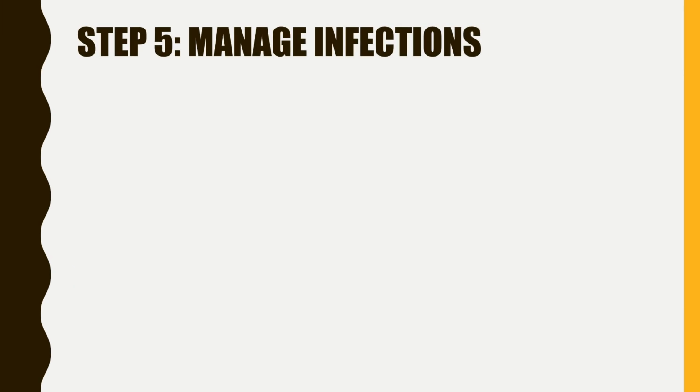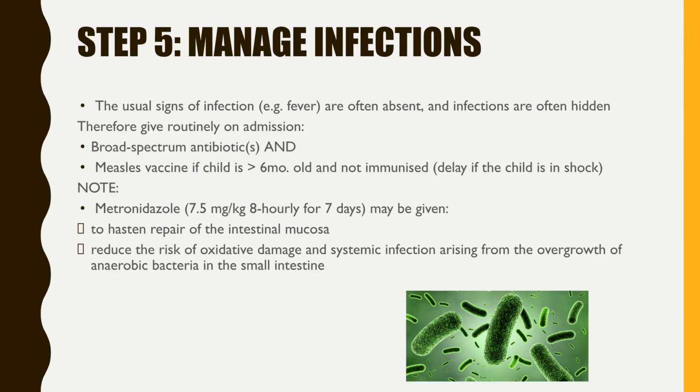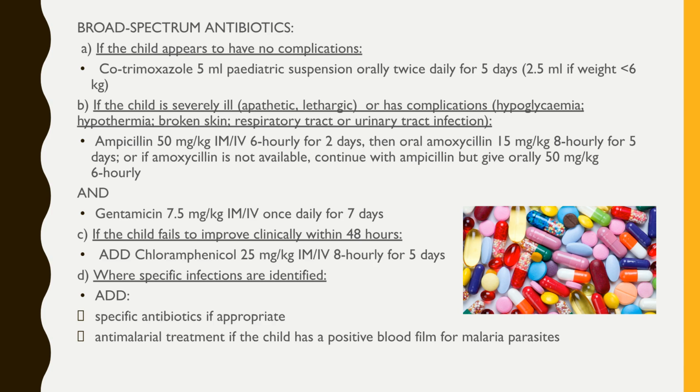Step 5 is to manage infections. Since usual signs of infection are often absent, routinely give broad-spectrum antibiotics and the measles vaccine upon admission. Metronidazole may also be given to aid intestinal repair and reduce systemic infection risk. Broad-spectrum antibiotic choice depends on complications. If the child has no complications, use cotrimoxazole. If the child is severely ill or has complications, start with ampicillin and gentamicin. If the child fails to improve after 48 hours, add chloramphenicol.